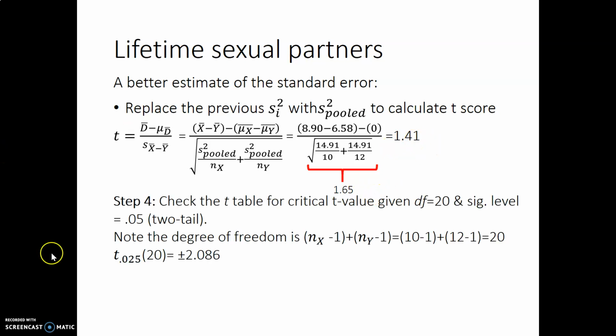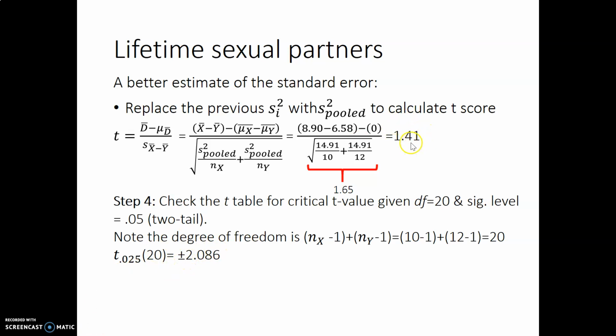And then we go back to the previous step, which is step 4. We check the t-table for the critical t-value given this degree of freedom, significance level, and also the two-tailed test design. The degrees of freedom for this case remain the same, right? Positive and negative 2.086. And we want to compare this better estimate of the t-value with this critical t-value.